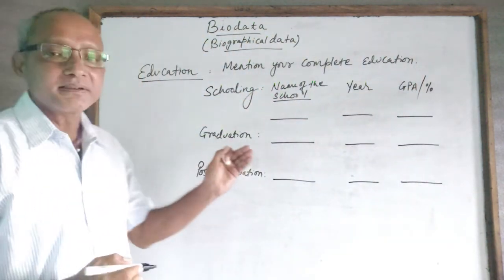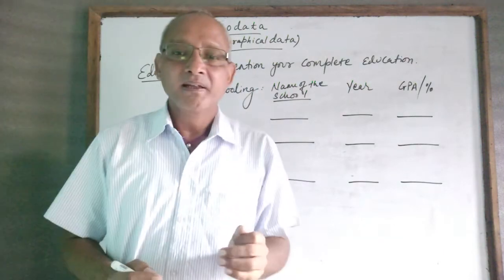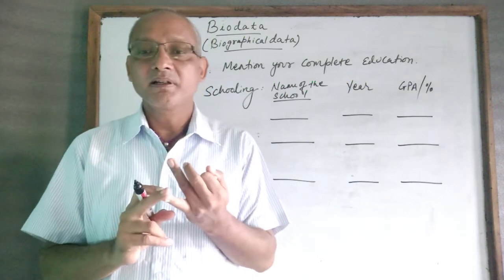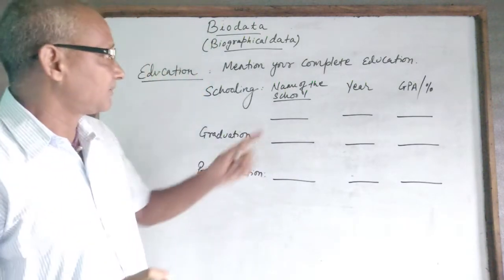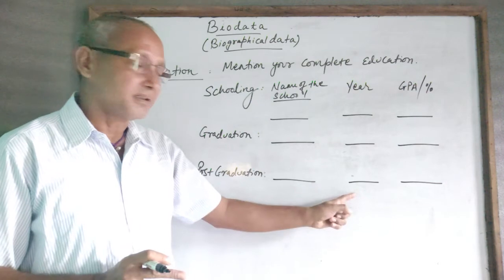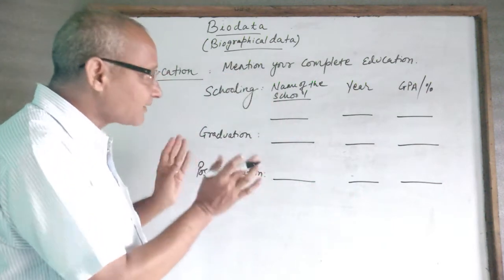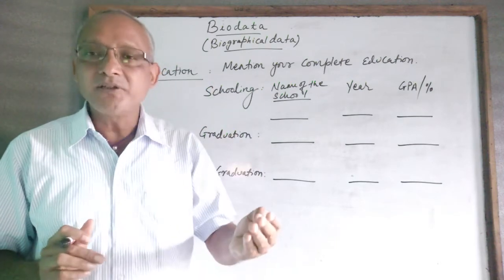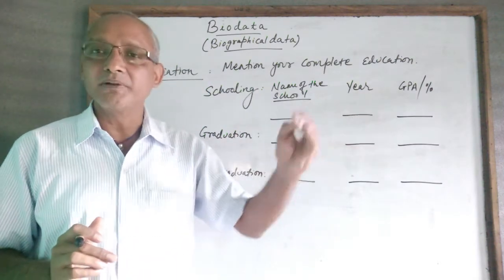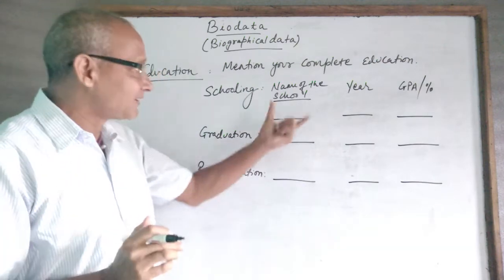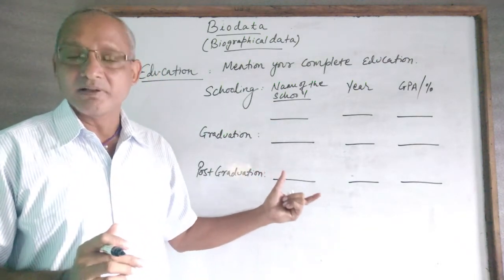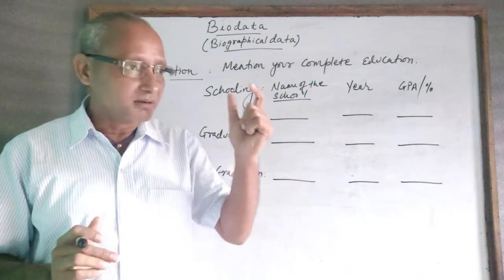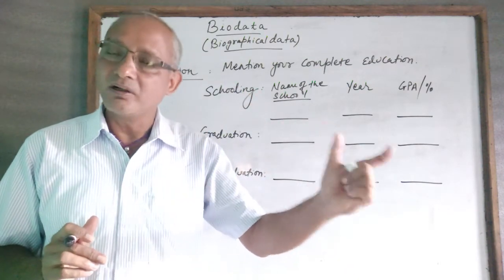So this is about education. Write the secured marks, that is the GPA or the percentage, and the institution you passed from. This is very important, and the year. This is what will be marked in your biodata: how qualified you are for that particular job you are applying for. This is your spinal cord. This will determine whether you will be able to get the job you are seeking or not.